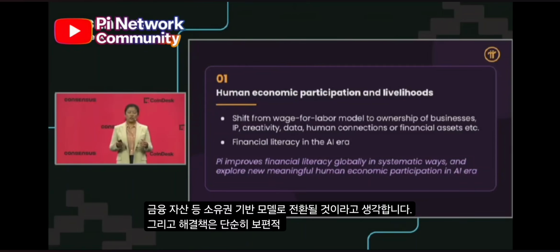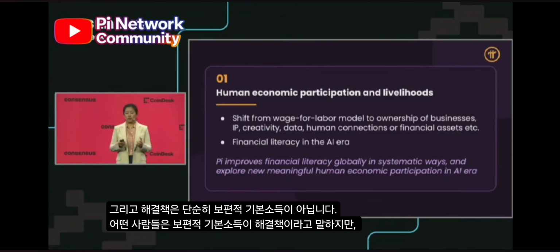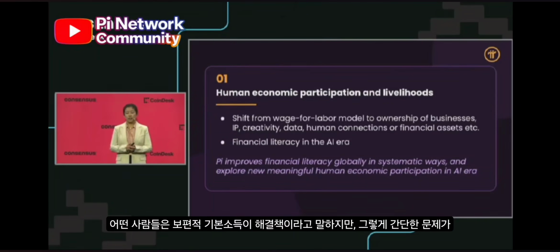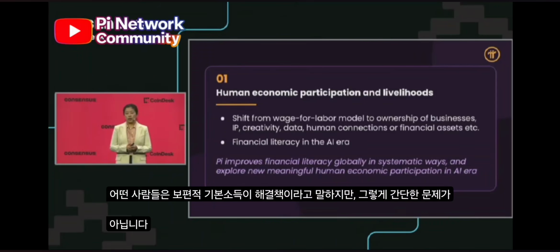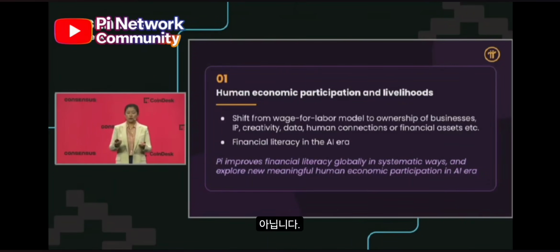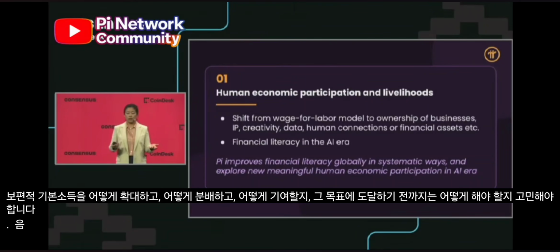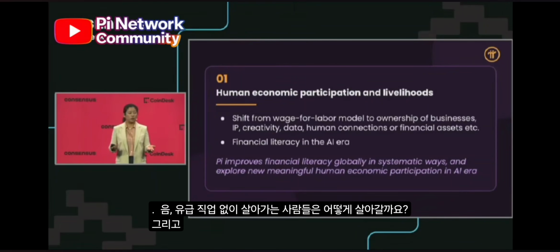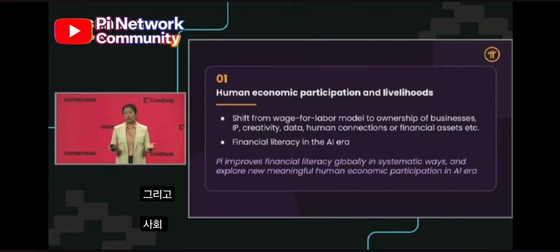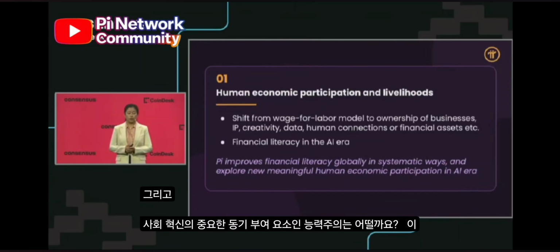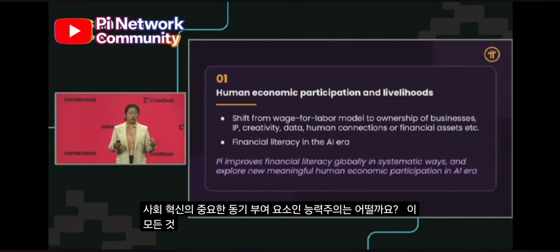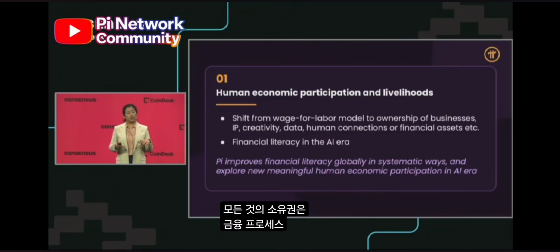And the solution is not just, as some people say, universal basic income. It's not that simple. How do we scale it, how do we distribute universal basic income? Before we get there, how do people live without a paying job? And also, how about meritocracy, which is an important motivation for society's innovation. The ownership of all this can participate in financial processes and can be transacted to generate income for people to live on.